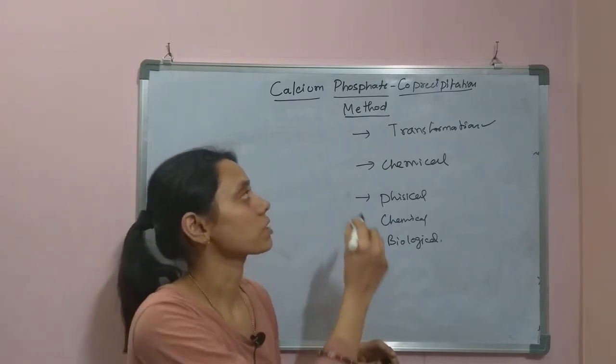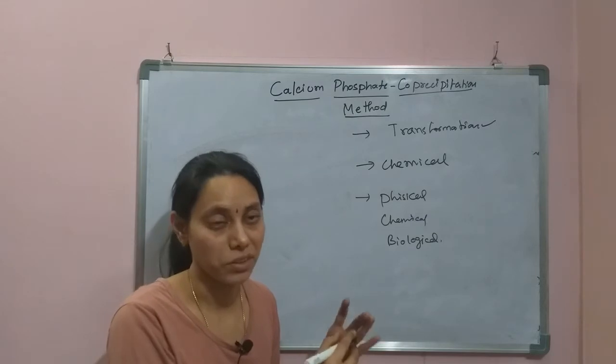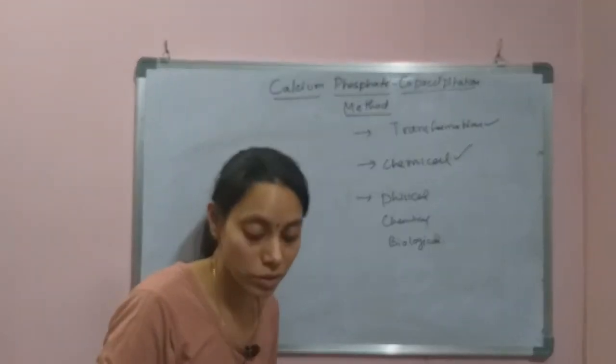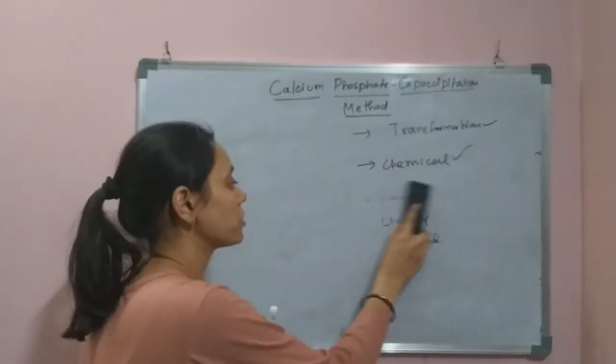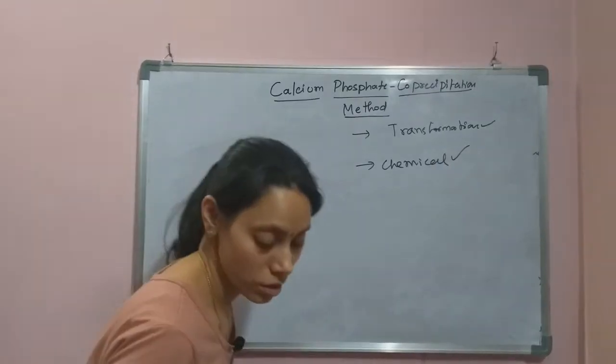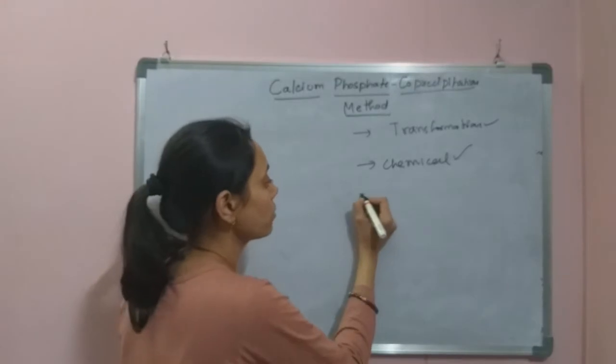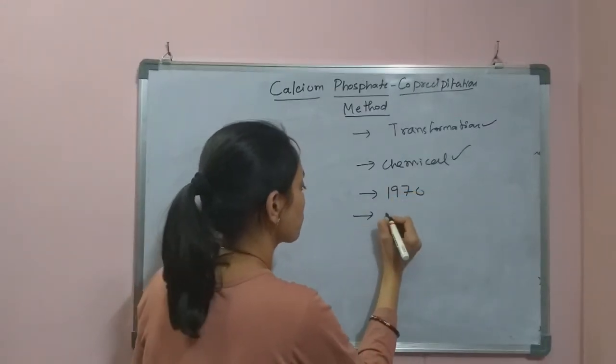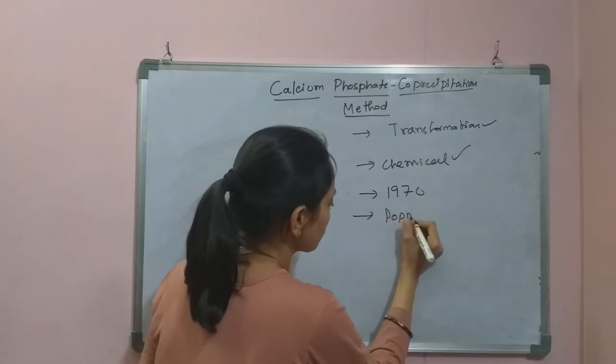So this calcium phosphate co-precipitation method, as the name indicates, is a chemical transformation method, and it was introduced in the year 1970 and it is the most popular method of transformation.